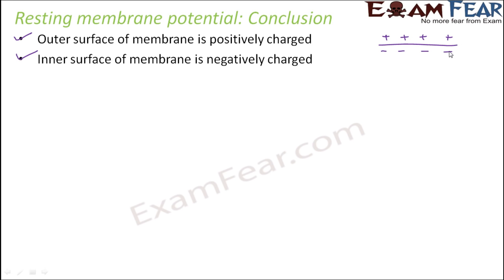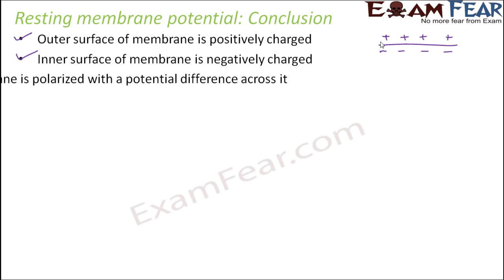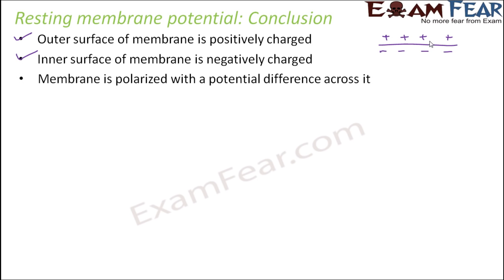Because there is so much of ion exchange happening. Sodium going out, sodium coming in, potassium going out, potassium coming in. But the net result is that inside there is a negative charge, outside there is a positive charge. Now when you have 2 different charges on 2 sides of the membrane, what happens? A net potential difference will develop and that will make the membrane polarized. So therefore we say that the membrane is polarized with a net potential difference across it.